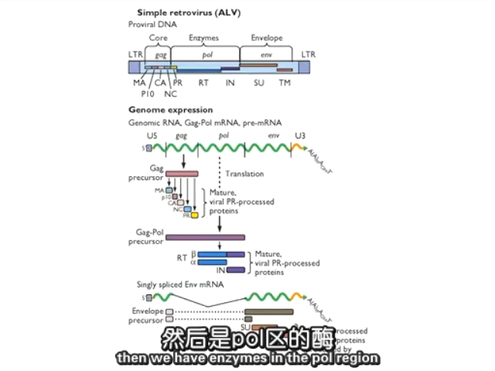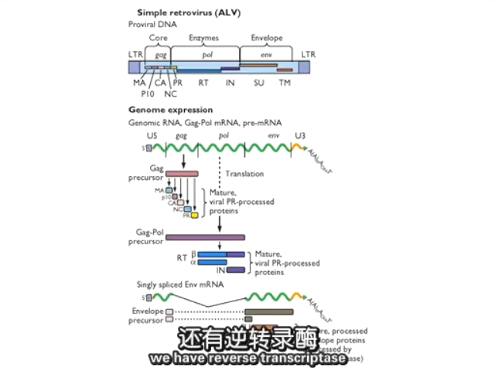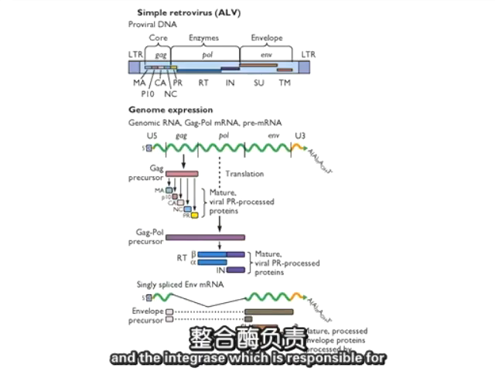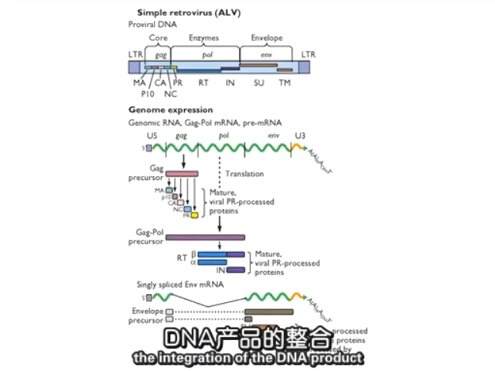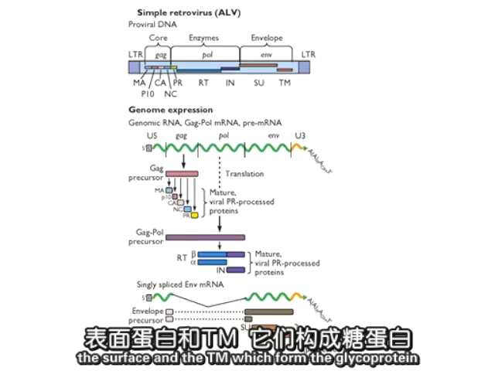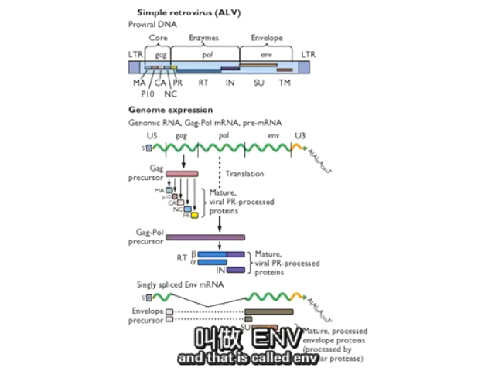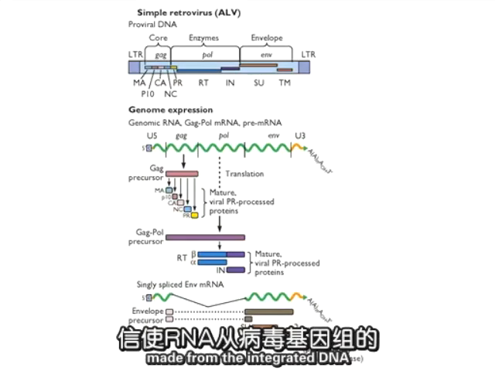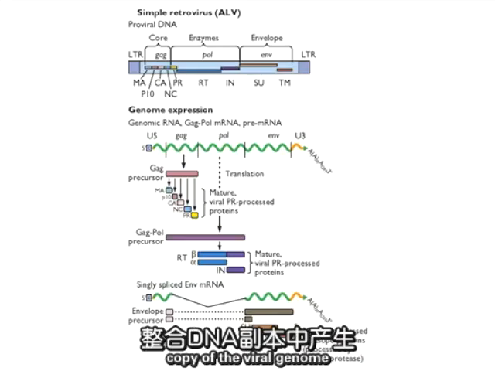Then we have enzymes. In the Pol region, we have reverse transcriptase, which actually has two activities, we'll see, and the integrase, which is responsible for the integration of the DNA product. And then we have the envelope proteins, the surface and the TM, which form the glycoprotein, and that's called OMV. These are all expressed from messenger RNAs made from the integrated DNA copy of the viral genome.